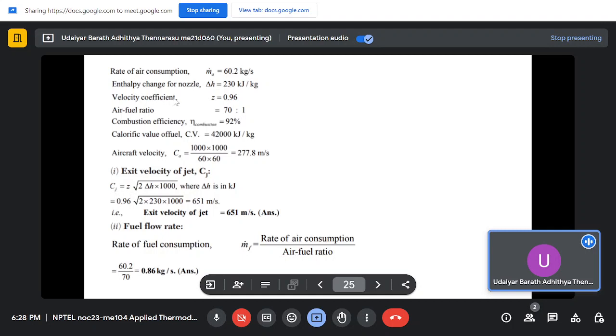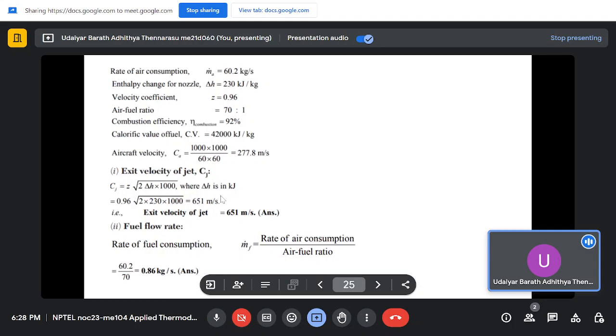So this velocity coefficient is nothing but the ratio of actual velocity to ideal velocity, so there is an efficiency of 0.96. So Cj, velocity of jet, will be equal to the velocity coefficient into root of 2 into enthalpy change, and enthalpy is in kilojoules, so multiply by 1000 to convert it into joules. So we know the velocity coefficient is 0.96, into root of 2 into 230 kilojoules, that is change in enthalpy, into 1000 to convert it to joules. So this will come out to be 651 meters per second. So this is the velocity of jet which is coming out of the engine.